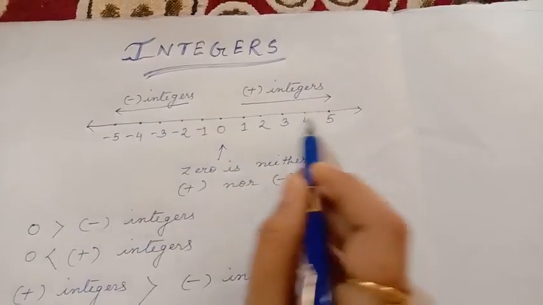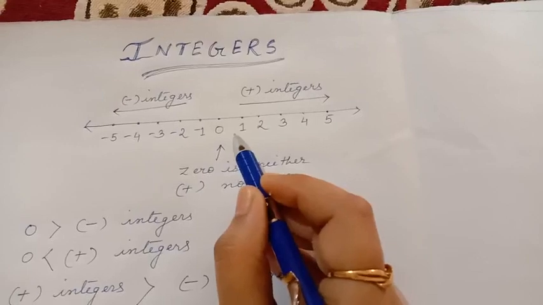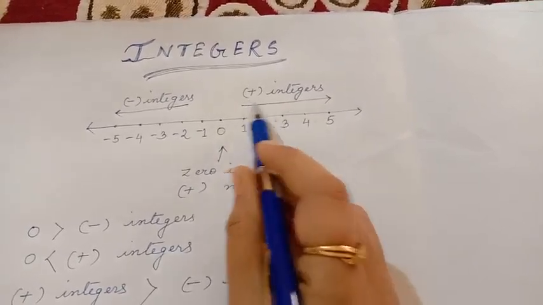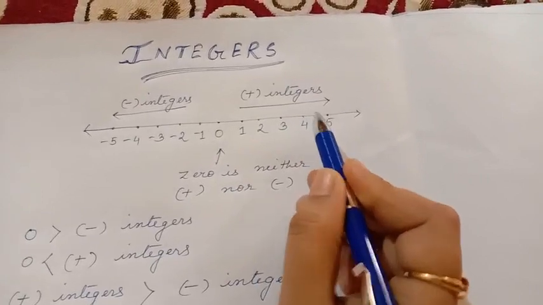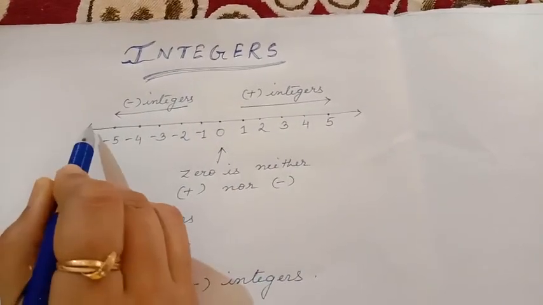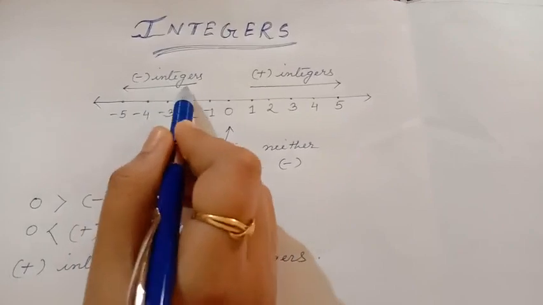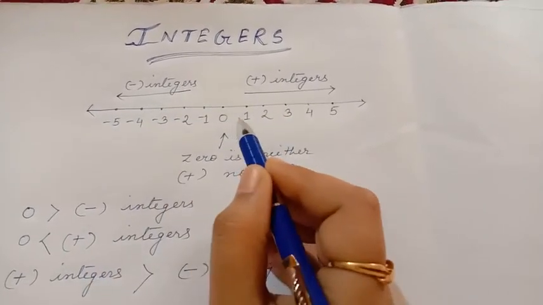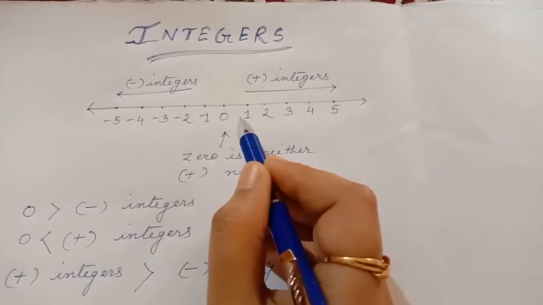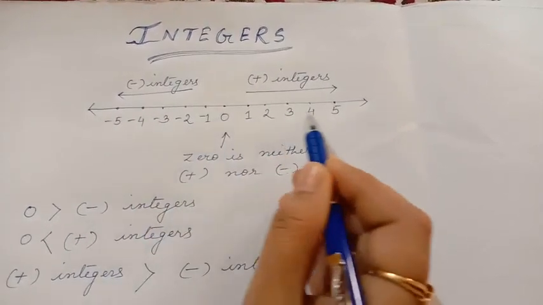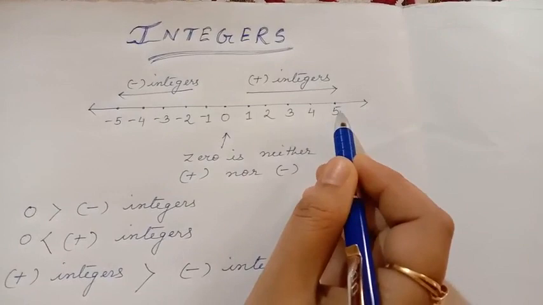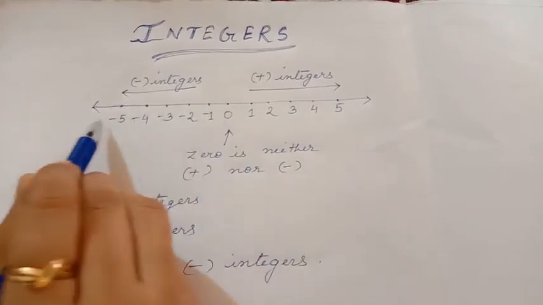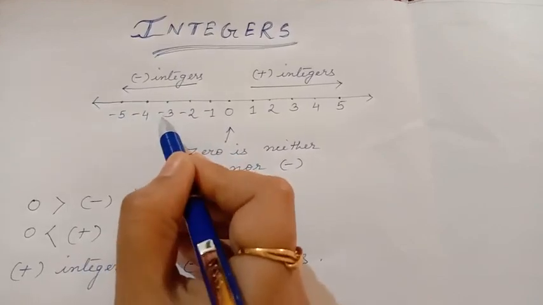On the number line, you can see that the numbers right of the 0 are known as positive integers, and the numbers left of the 0 are known as negative integers. Through a number line, if you move to the right side, you will get greater numbers, and if you move to the left side, you will get smaller numbers.